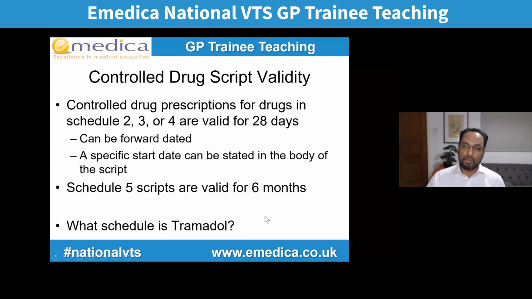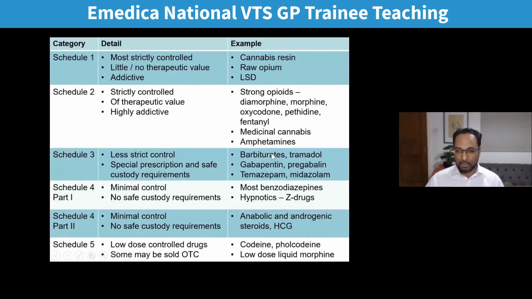So which schedule is tramadol? Do you think it's schedule 2, 3, or 4? Let's see what people think. Great, so most people have got this right. Well done. It's a schedule 3 drug, okay? Tramadol is a schedule 3 drug.